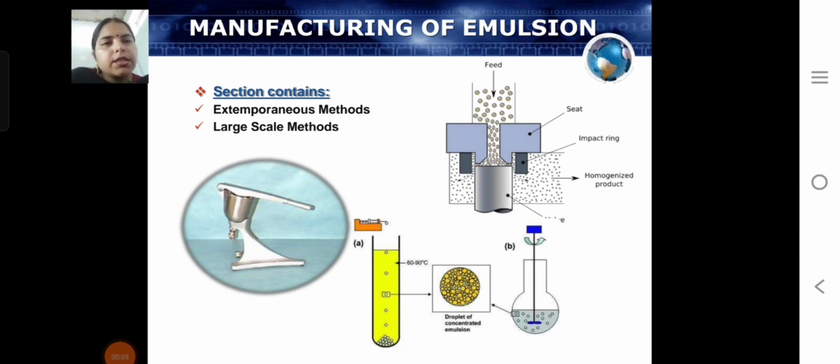In today's class, I discuss the manufacturing of emulsion. This section contains the extemporaneous method and the large scale method. There are two methods, A and B: droplets of the concentrated emulsions. We can see the feed, seed, impact ring and homogenized product.